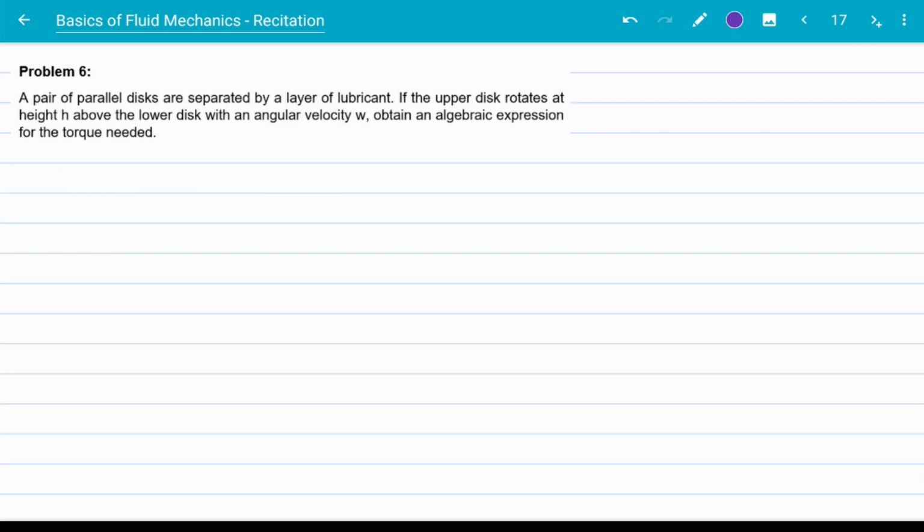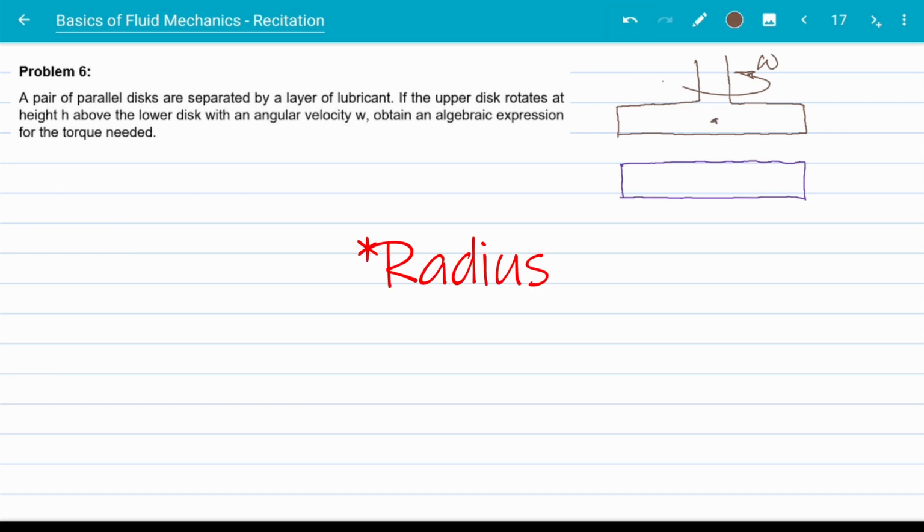So let me just draw a schematic of what's going on here. So we have two parallel discs. This is the bottom one, sitting there stationary. And then we have this disc on top of it that is rotating with an angular velocity of omega. Now these two discs are parallel. Let's say that the radius of the disc is capital letter R and the gap is h wide.